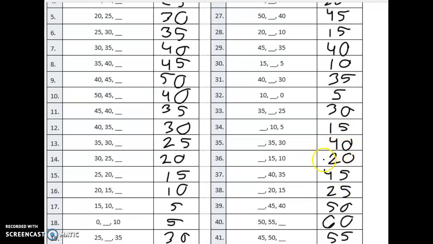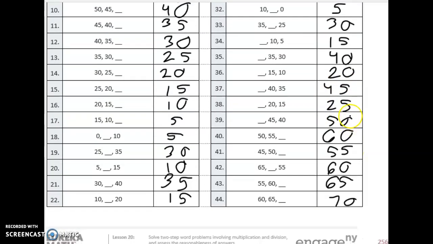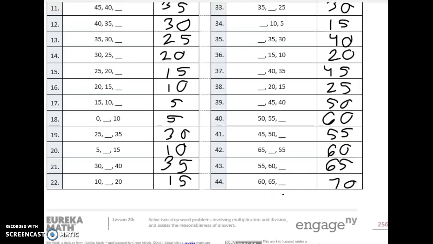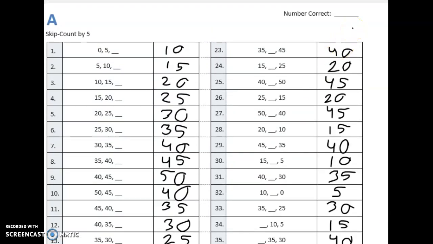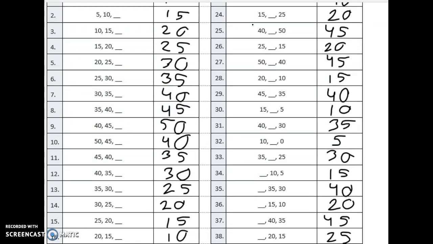40, 20, 45, 25, 50, 60, 55, 60, 65, 70. Alright, so you're going to count up how many you got correct, put that number on the top. We already went over this skill for today, so for today you don't have to stop and figure out a pattern or write a strategy that you used. If you would like to comment on Google Classroom and tell us all what you've done, feel free, but today you do not have to.